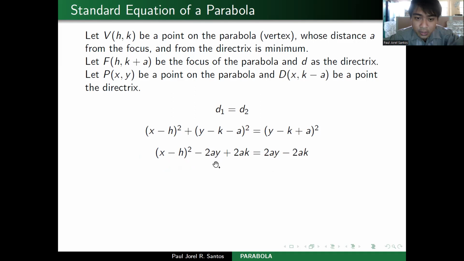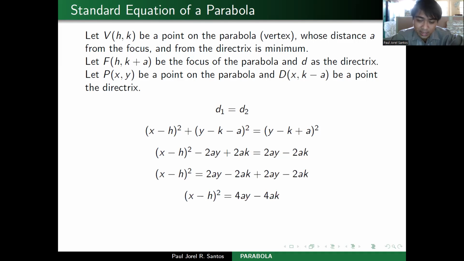And then after doing so, we are just going to add both sides by 2ay and subtract both sides by 2ak. In doing so, we have this. Okay. In other words, your teacher in junior high school called it transpose. Negative 2ay was transposed to the right, and positive 2ak was transposed to the left, so we also change their signs due to this process. Now, 2ay plus 2ay will give us 4ay, and negative 2ak minus 2ak will give us negative 4ak.